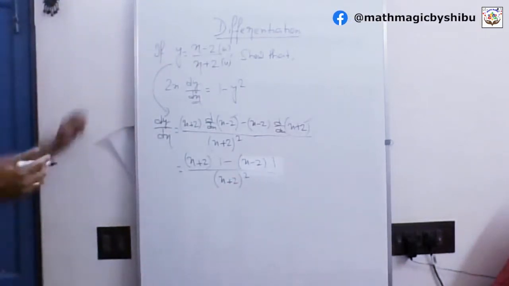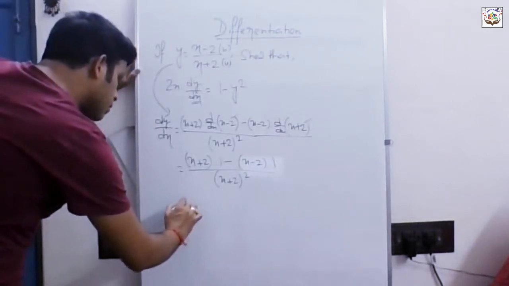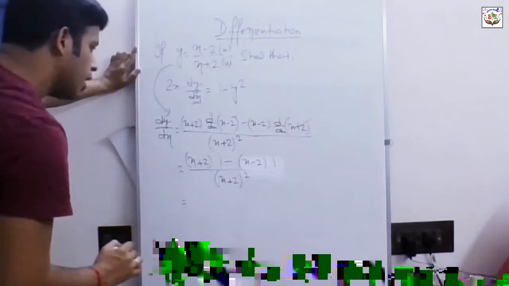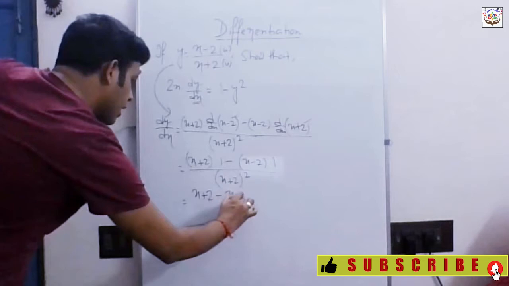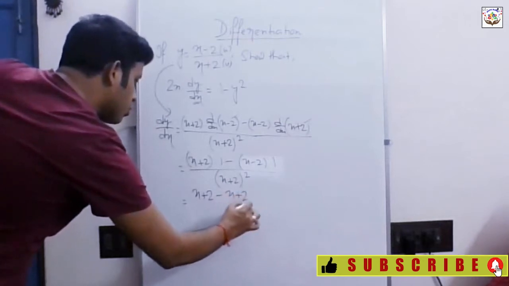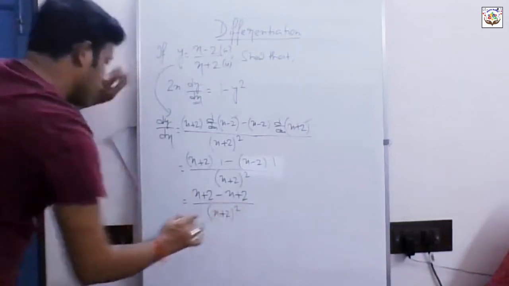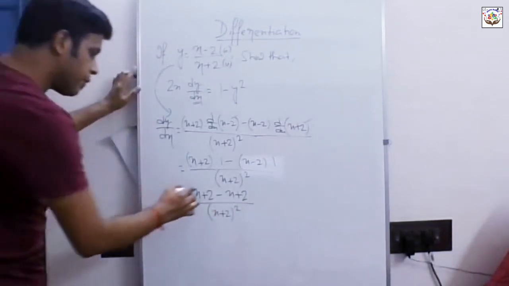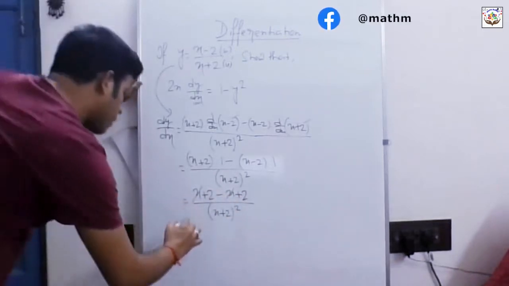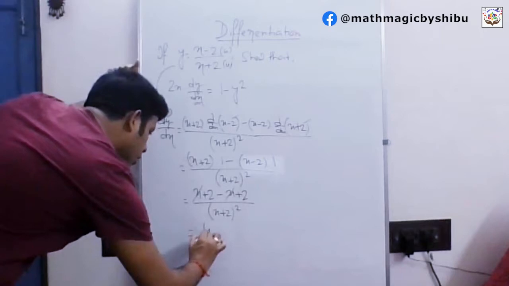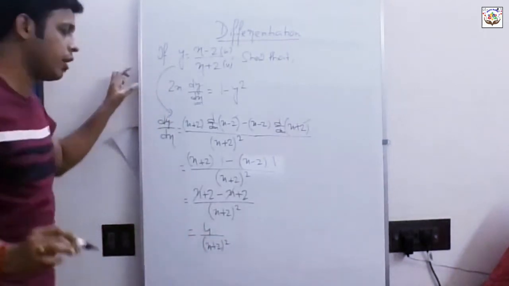So, what are we getting? We are getting x plus 2 minus x plus 2 divided by x plus 2 whole square. We can cancel out plus x minus x. So we are getting dy/dx as 4 divided by x plus 2 whole square.